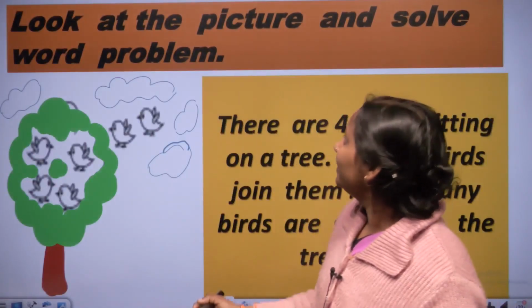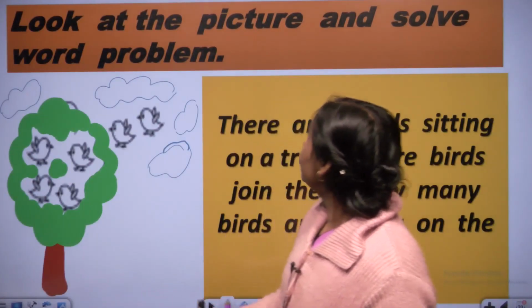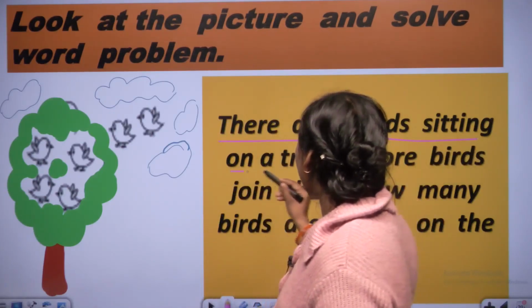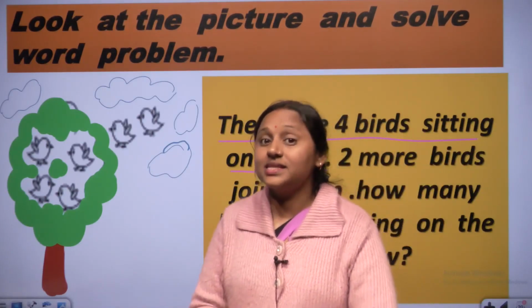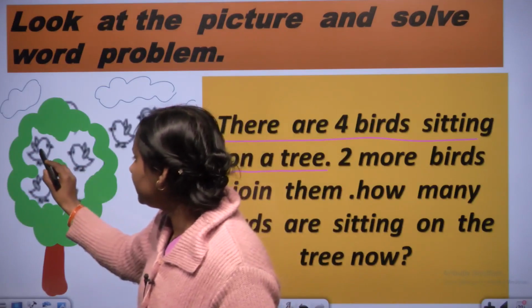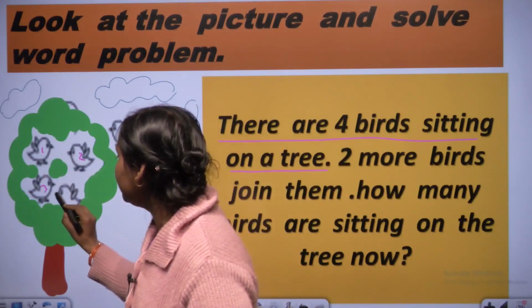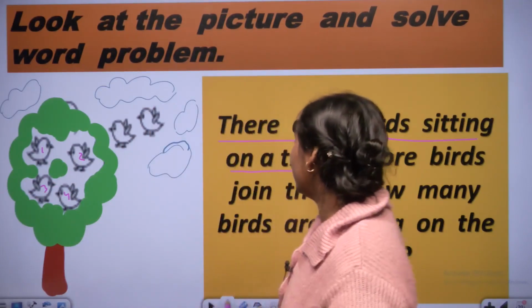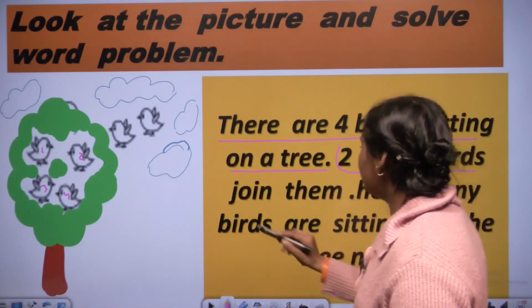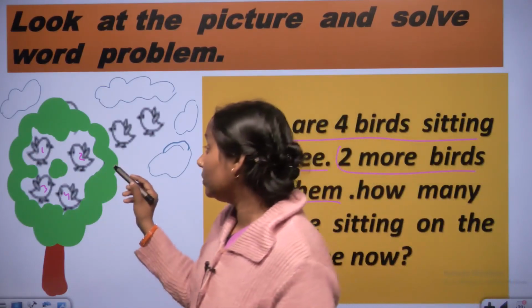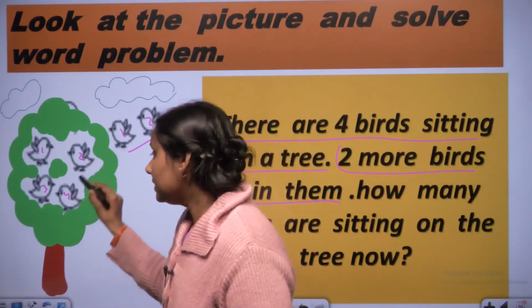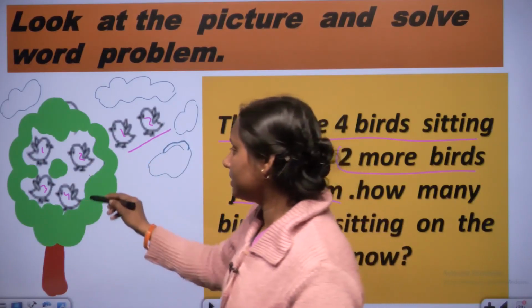Then next, look at the picture and solve word problems. Okay, there are 4 birds sitting on the tree. How many birds sitting on the trees? Tree mein kitne birds sit kiye hain? 1 2 3 4. How many birds here on the tree? 4. Okay, 2 more birds join them. Aake wo bhi sit on the tree. Wo bhi aake baith gayi hai tree mein.